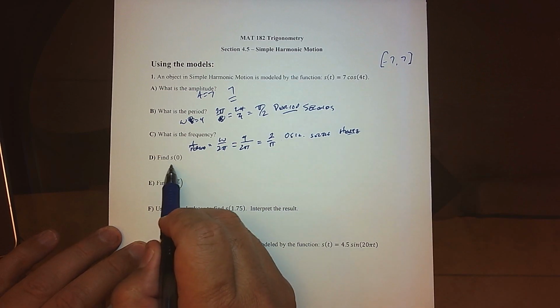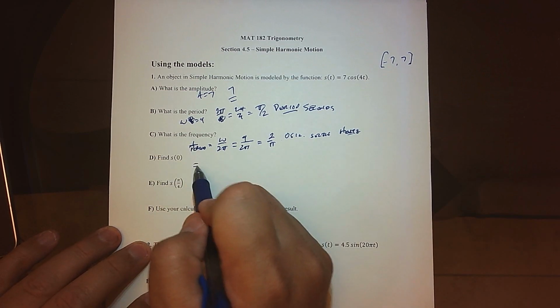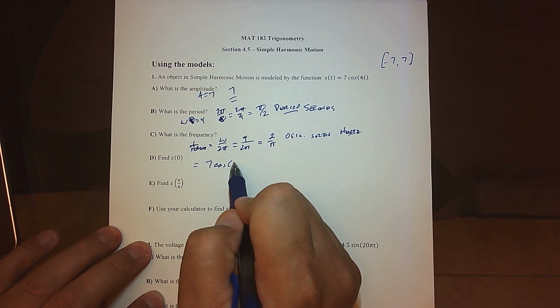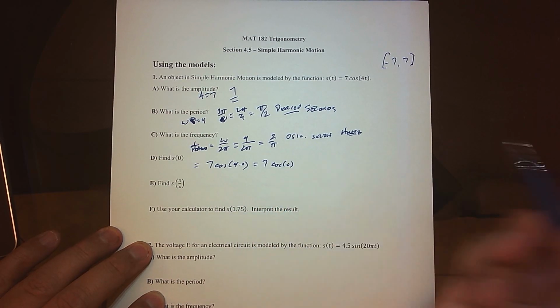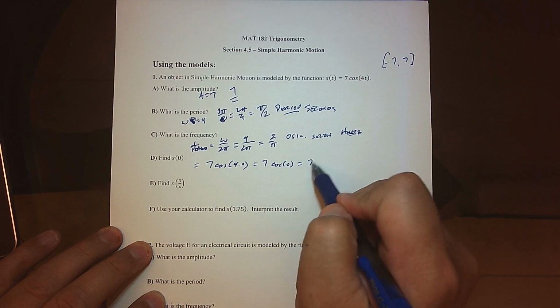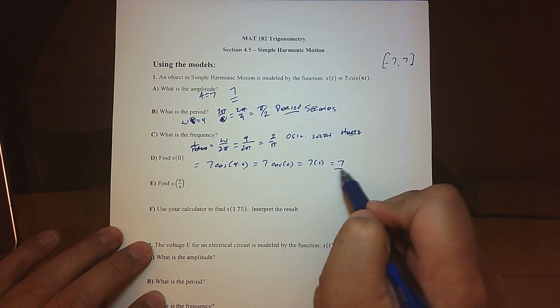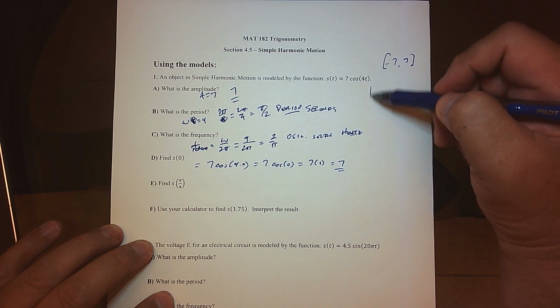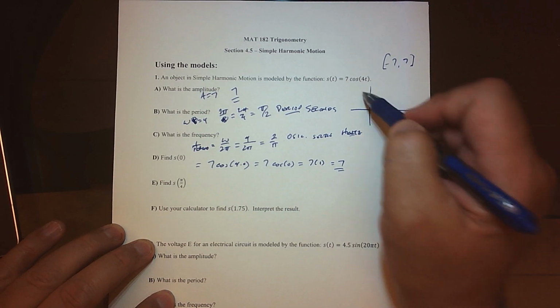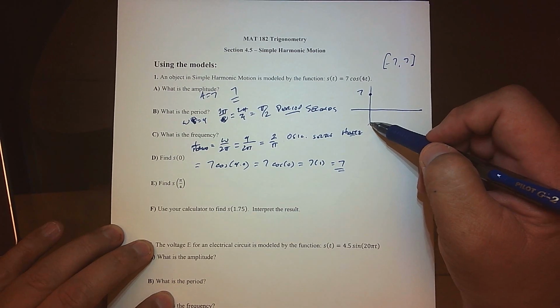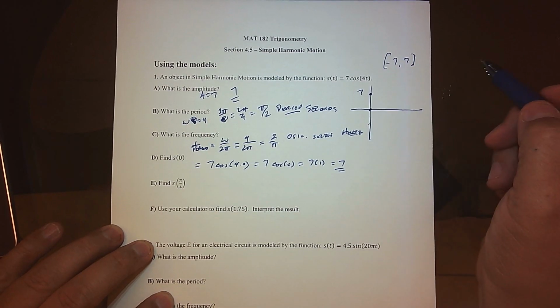Finding s of 0, well, that means t is equal to 0. So we have 7 times the cosine of 4 times 0, which is 7 times the cosine of 0. Of course, we know the cosine of 0 to be 1. So we're starting at 7. Just like a typical cosine graph, it starts at a peak. So at 0, we have 7.